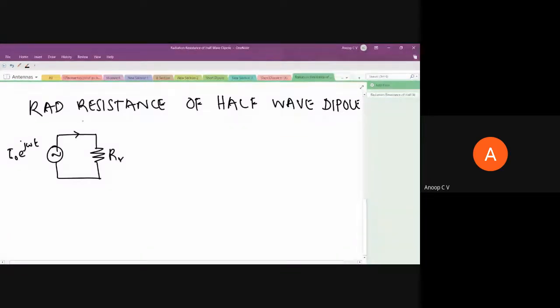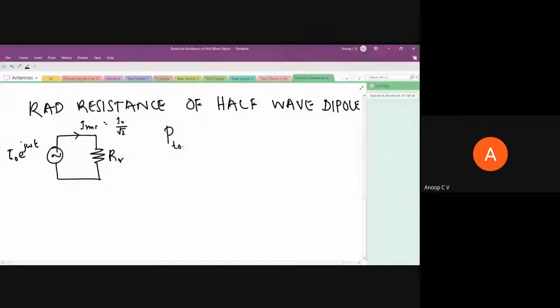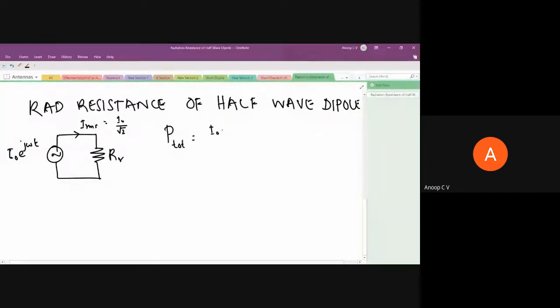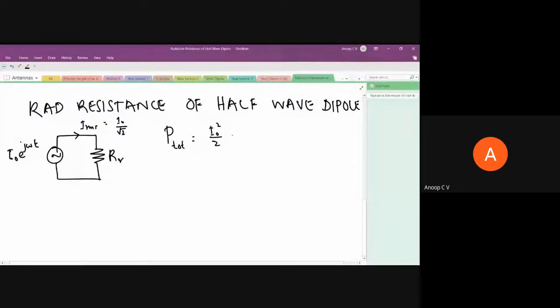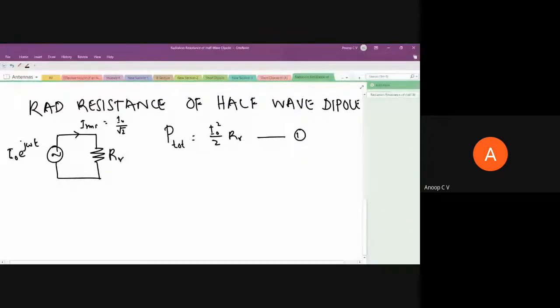So the RMS current will be, as we have seen in the last class, I RMS equals I naught by root 2. If an RMS current of I RMS is flowing through this RR, there will be power dissipation. That power dissipated is actually our total power radiated. So P total is equal to I naught square by 2 times RR. This will be our equation number 1 as usual.